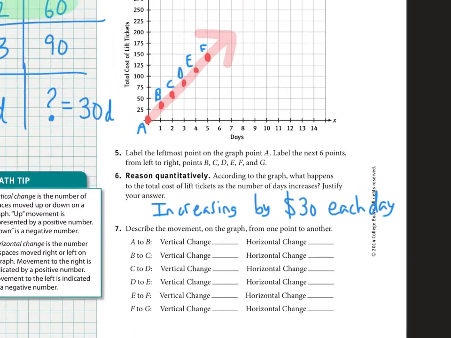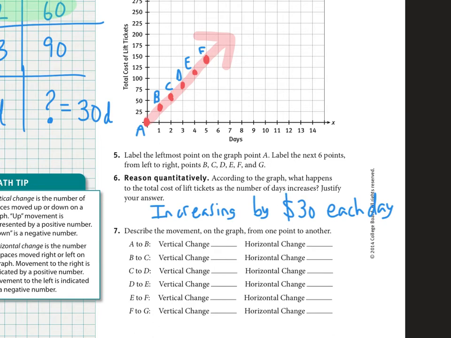So let's describe on the graph the movement. Now we're going to do this visually here: the vertical change and the horizontal change. So if we take a look at point A to B, the vertical change, vertical is up and down in the Y direction. So from point A to point B, the vertical change was 30 units. The horizontal change, horizontal is the X direction from left to right. From point A to point B, the X went from 0 to 1. So that was a change of 1 unit.